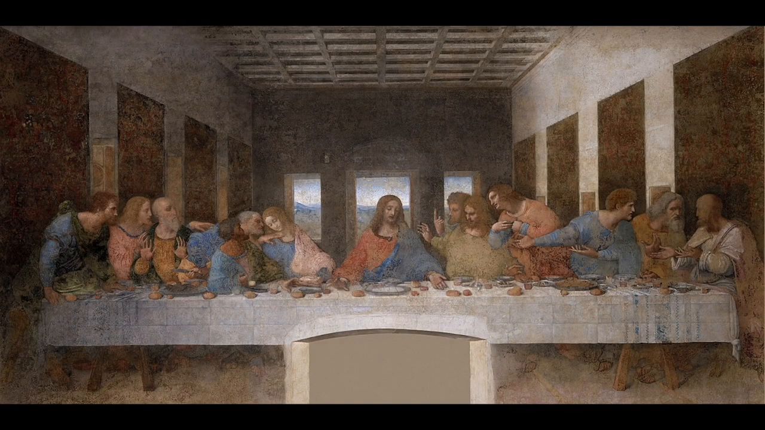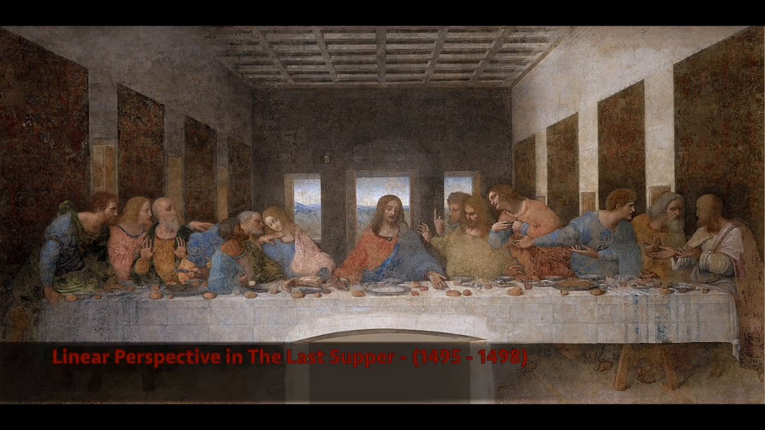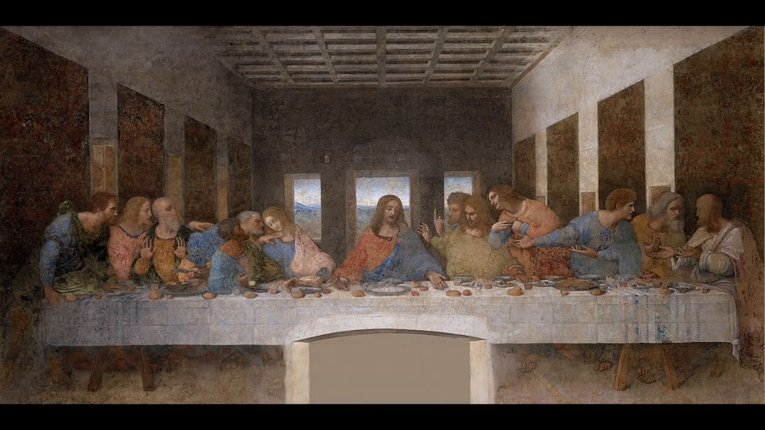Let us now look at how Leonardo da Vinci has made use of linear perspective in his painting, The Last Supper. The Last Supper is a mural painted by Leonardo da Vinci between 1495 and 98, which is housed in the refectory of the convent of Santa Maria delle Grazie in Milan, Italy. Leonardo's use of linear perspective to accurately render depth in The Last Supper is illustrated by this drawing.